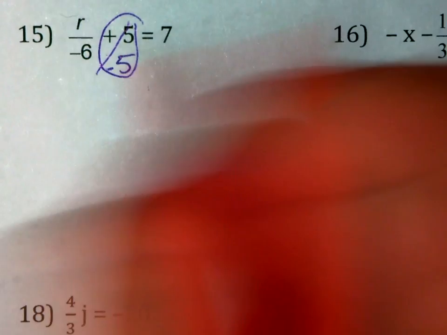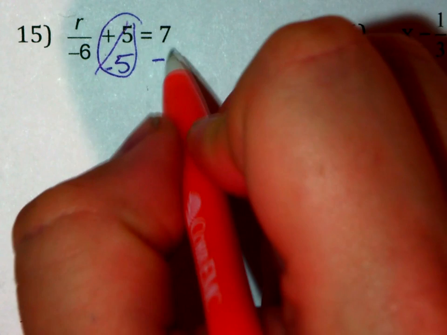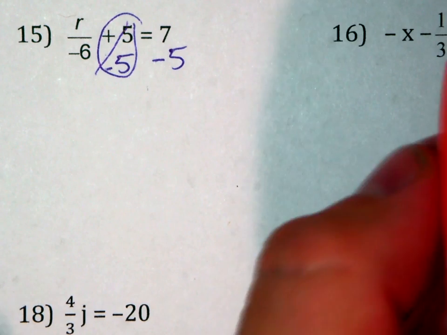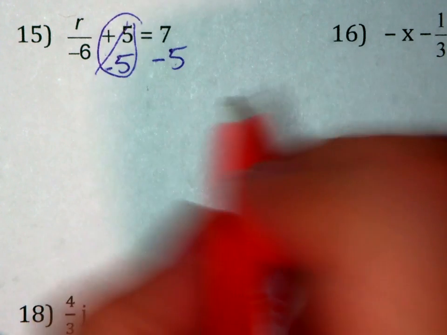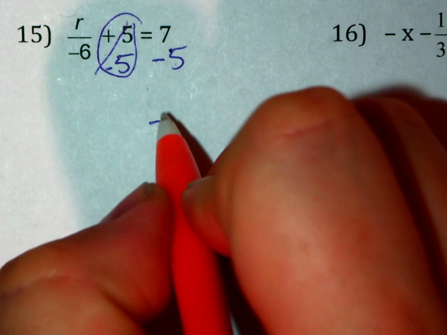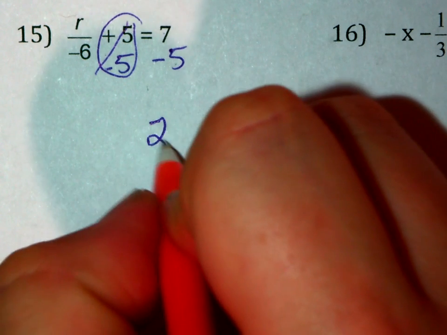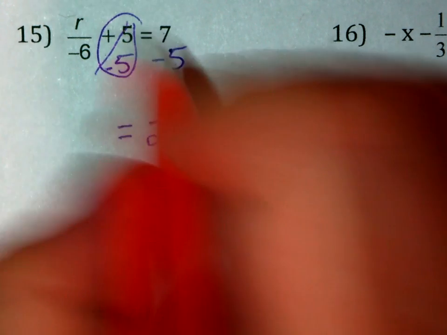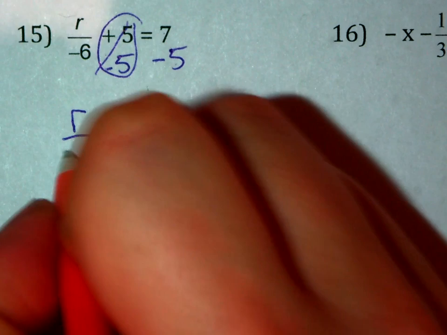What I do to one side of the equation, I have to do to the other, so I'm going to subtract 5 from that side. 7 minus 5 is 2, equals r over negative 6.